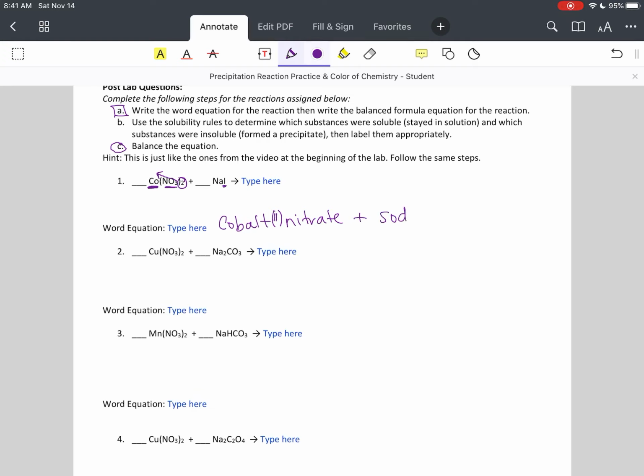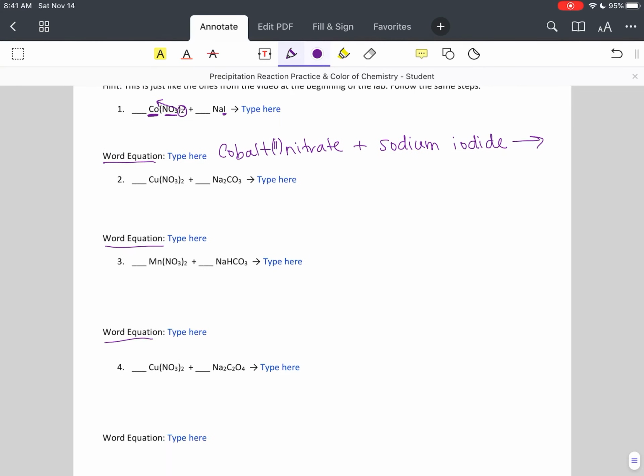The second substance is sodium. Sodium is not a transition metal. It only has one option for a charge, so I do not need any Roman numerals. And then this, I would change iodine to iodide. Okay, so that is my reactants written out in the word equation. Once you predict your products, then you would write out your products' names, just like I did there. You're going to do that for each of these as well.